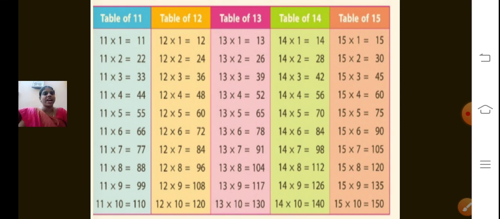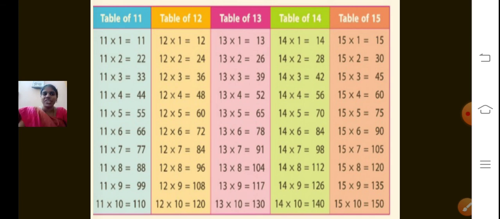14 tens are 140. I'll repeat it. 14 ones are 14. 14 twos are 28. 14 threes are 42. 14 fours are 56. 14 fives are 70. 14 sixes are 84. 14 sevens are 98. 14 eights are 112. 14 nines are 126. 14 tens are 140.